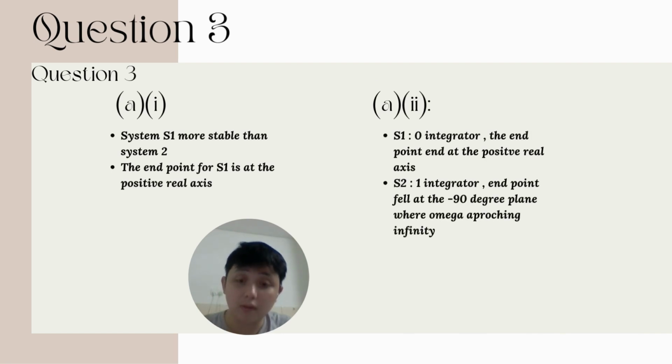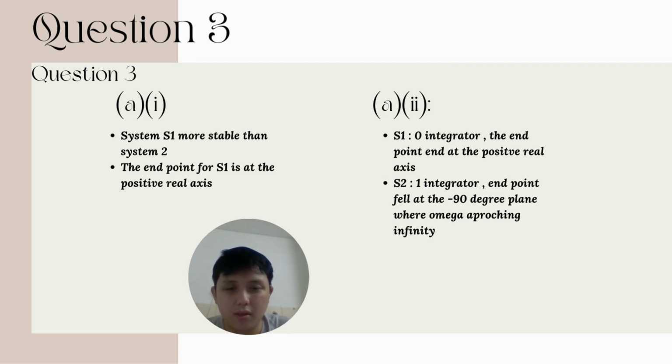My name is DECXY Vincent, and I will be answering question 3. For question 3A, Roman 1, the most stable system would be system 1, because the endpoint for system 1 is at the positive real axis.